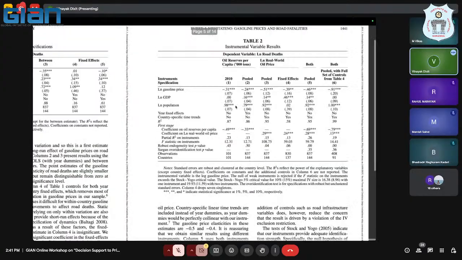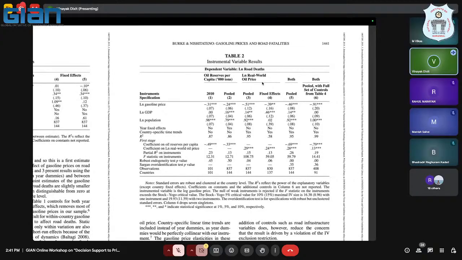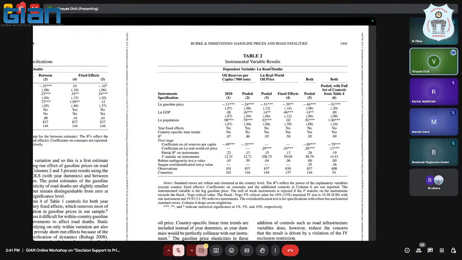If you look at this regression model, they have actually controlled for the road deaths as a function of gasoline price, GDP, population. They're looking at different years as well. So 2010 is year one, and you can see that they have compared different types of models. GDP is also quite significant in all these models. There are six different types of models they've compared.